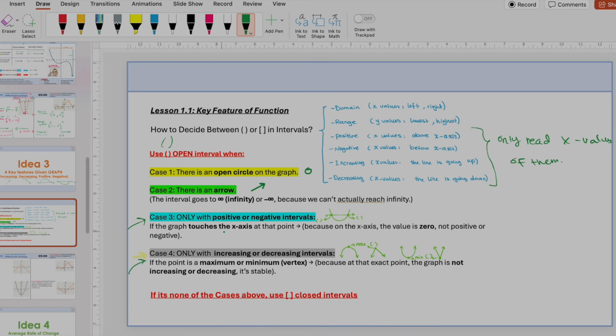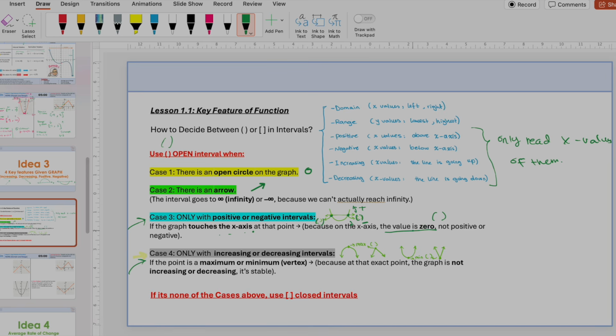So if your point is touching the x-axis, if the number you want to use a bracket at is on the x-axis, you directly use an open circle, even if it was closed. I don't care. This is only when we are talking about positive and negative intervals. The reason is that when you are on the x-axis, it's not positive, it's not above the x-axis, it's not negative, it's not below the x-axis, it's on the x-axis, it's 0. So that's why we keep it as open, because it's not positive, it's not negative.